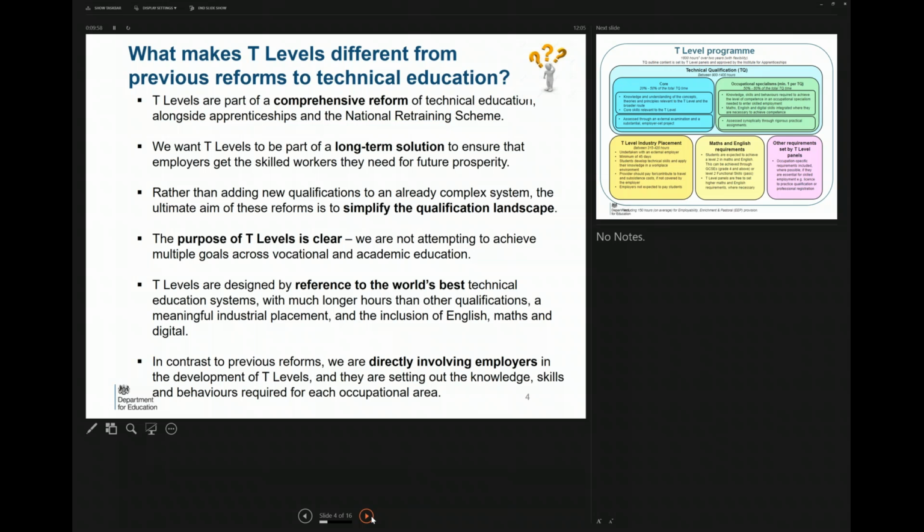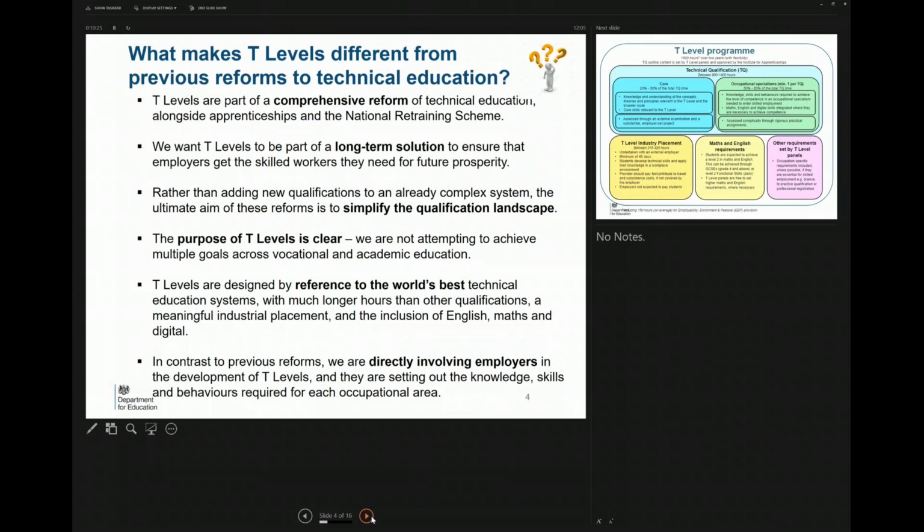So we're very aware that in the introduction of T-levels, this isn't the first time that government has attempted to reform technical education. One of the things we've done in preparing this programme of work and preparing to implement T-levels is to look at what lessons can be learned from previous attempts at technical education and vocational education reform. T-levels are different from previous attempts at reform.